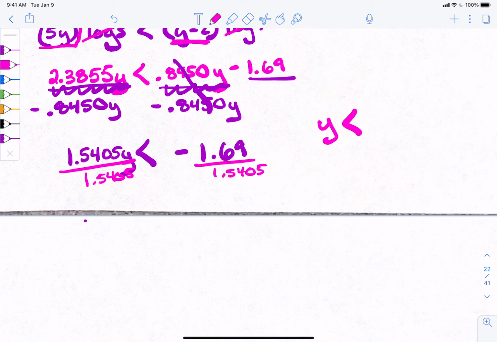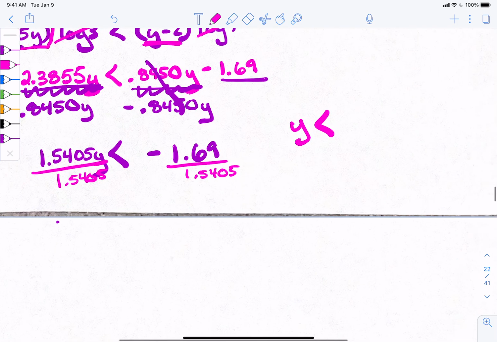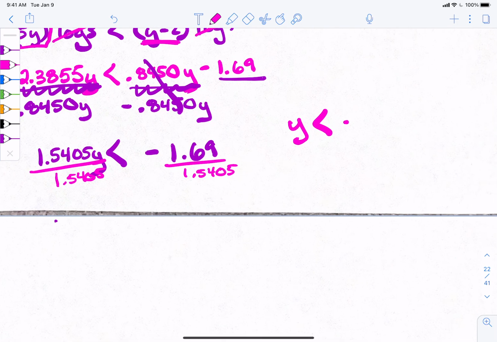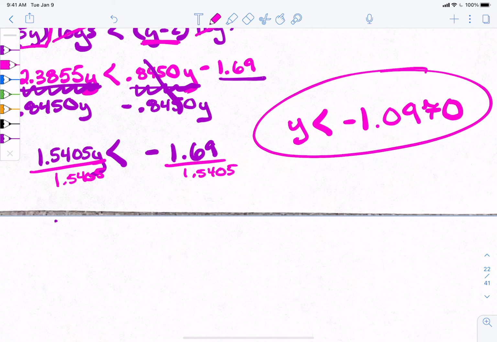Okay. What's negative 1.69 divided by that other decimal number? Like negative 1 point something. Negative 1.09704641. Yep, 1.0970. That's what it looks like.